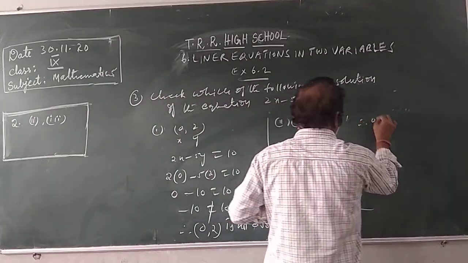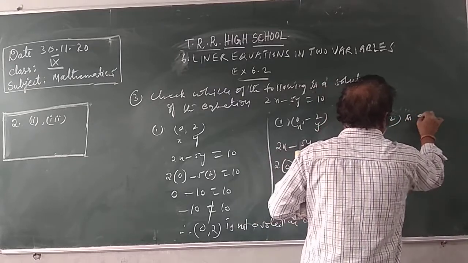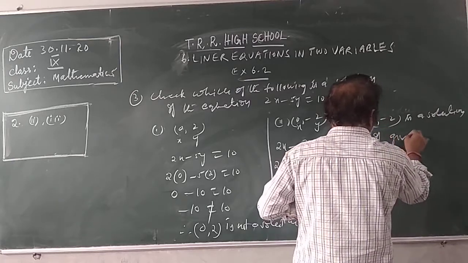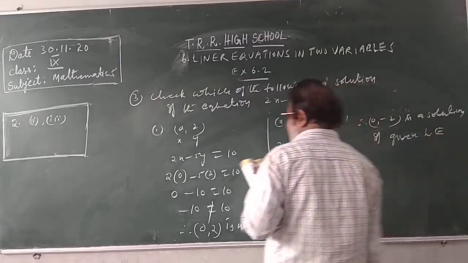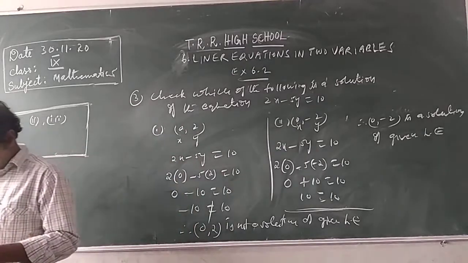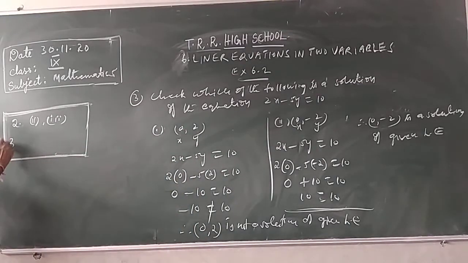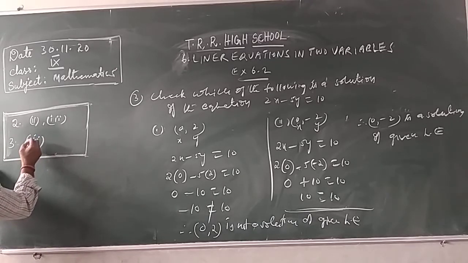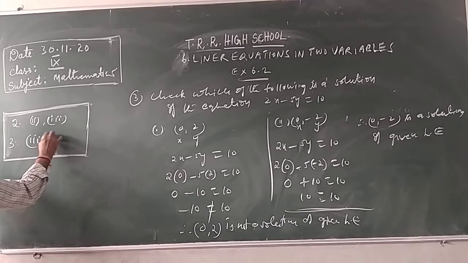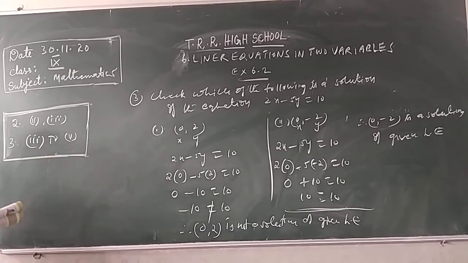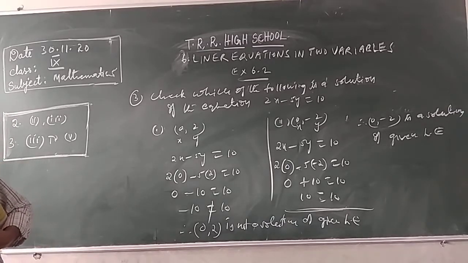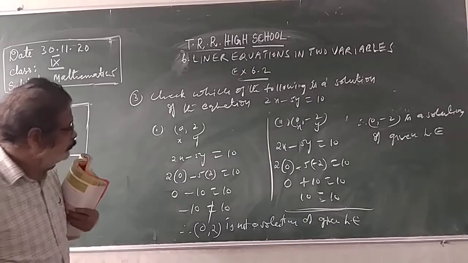Therefore, (0, -2) is a solution of the given linear equation. So we check the third bit and fourth bit. Third question, yes, I am skipping these three problems. Third bit, fourth bit, fifth bit, you do it. Do it for homework. Okay. Now I hope we clearly understood. Now fourth problem, I go for the fourth problem.